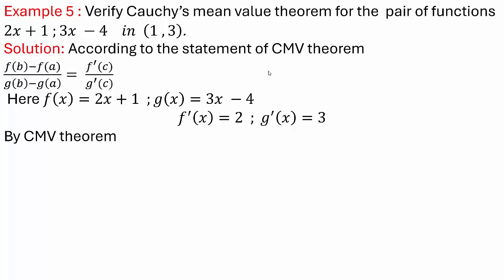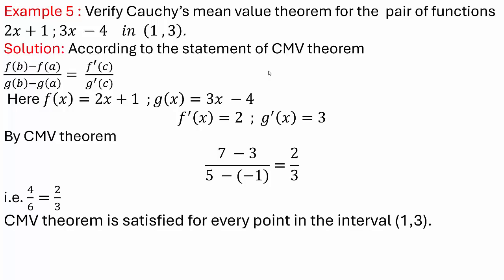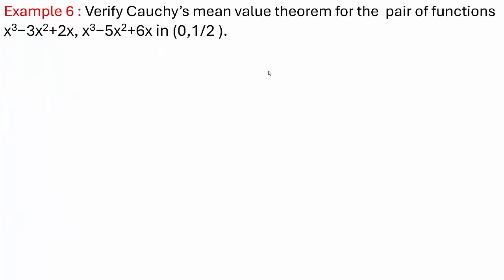Substituting these values in Cauchy's mean value theorem, we get (7 minus 3) divided by (5 minus 1) equal to 2 by 3. That is, 4 by 6 equal to 2 by 3. This condition is satisfied for all the points in the interval (a, b). Therefore, Cauchy's mean value theorem is satisfied for every point in the interval 1, 3.